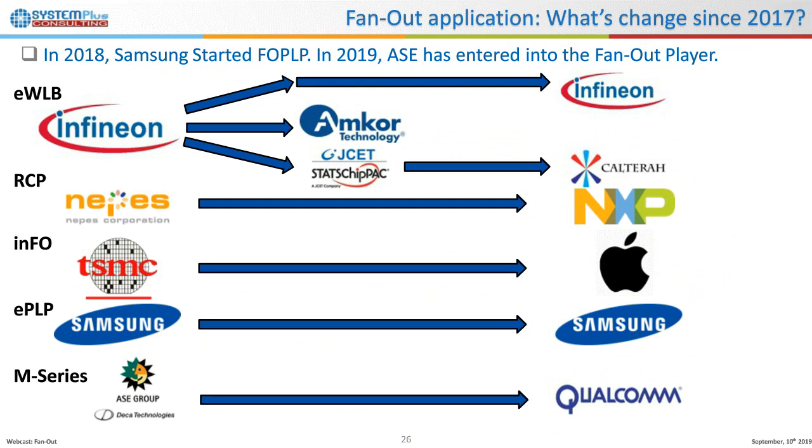In the market, we can find several actors manufacturing fan-out packaging. In 2017, we already had in our description Infineon, which was manufacturing eWLB for their own use and had licensed the technology to OSATs. And also we had Nepes, which was manufacturing the RCP packaging for NXP.